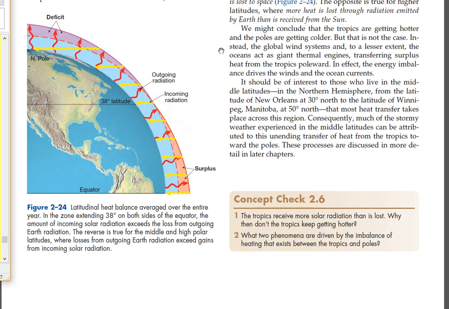Instead, the global wind systems and, to a lesser extent, the oceans act as giant thermal engines, transferring surplus heat from the tropics poleward. In effect, the energy imbalance drives the winds and the ocean currents.